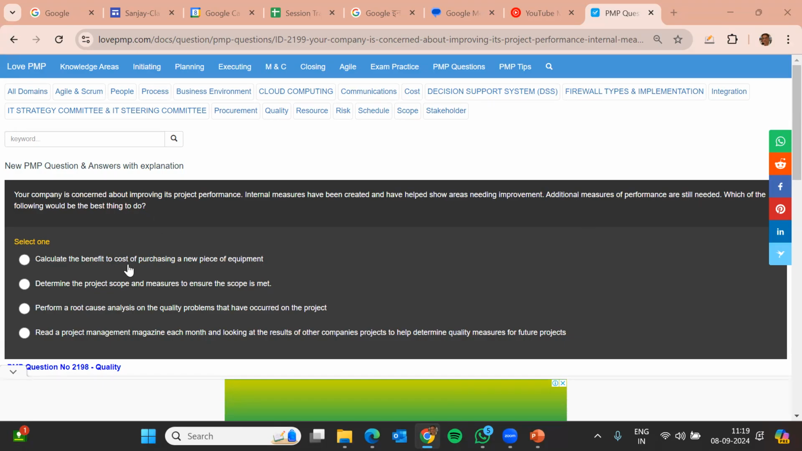Calculate the benefit cost of purchasing. This is going quite tangential. Determine the project scope and measure to ensure. I mean, this is also not there. Perform the root cause analysis of quality problems that have occurred on the project.